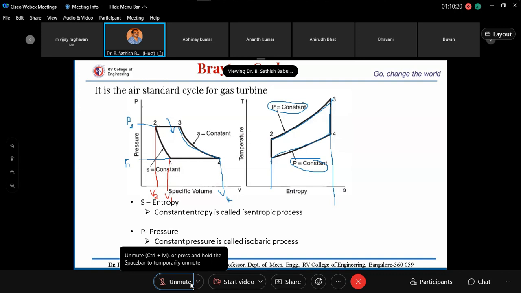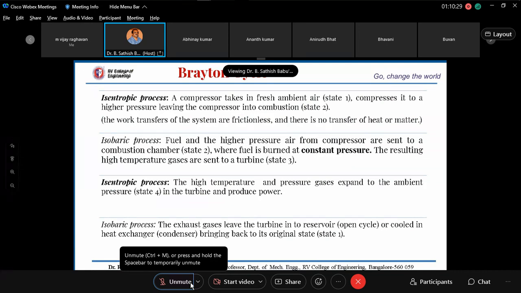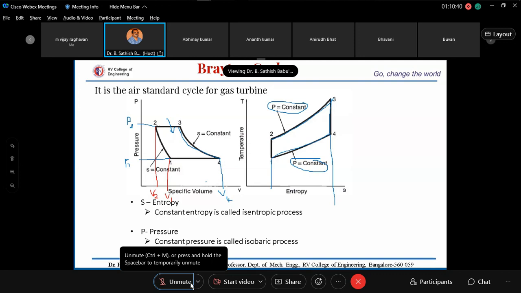Okay. So these are the PV and TS diagrams and the corresponding changes in the pressure and temperature with the volume and entropy. So where can I say isentropic? In the compressor region, it is called an isentropic process. Entropy constant means it is called an isentropic process. So at the compressor region, it is called an isentropic process.